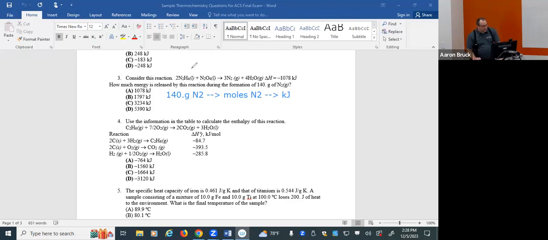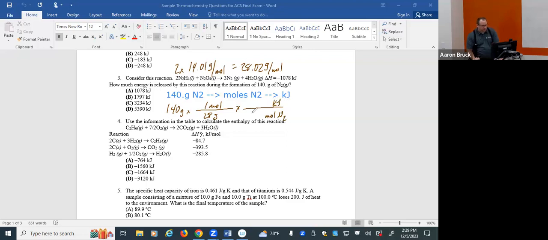So nitrogen itself, if you have a periodic table in front of you, nitrogen's 14 grams per mole. Since there are 2 of them, it would be 28 grams per mole. And so our first step would be to take those 140 grams and convert them into moles. And then the second step would be we need to turn the moles of nitrogen into kilojoules.